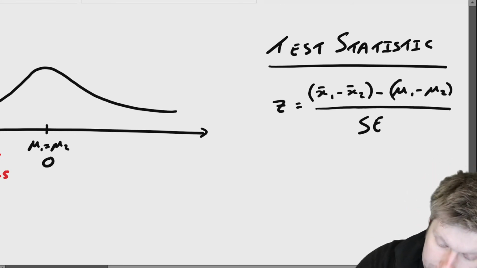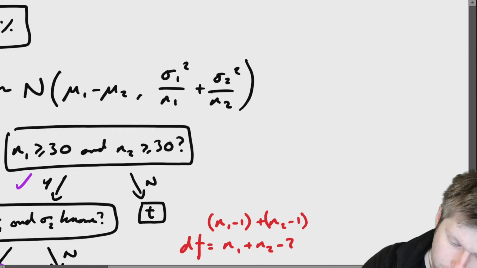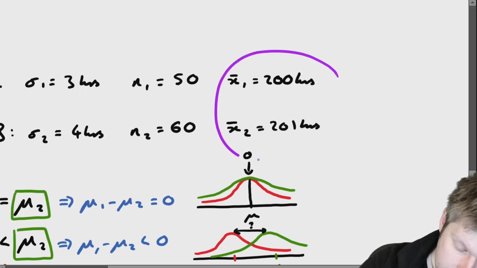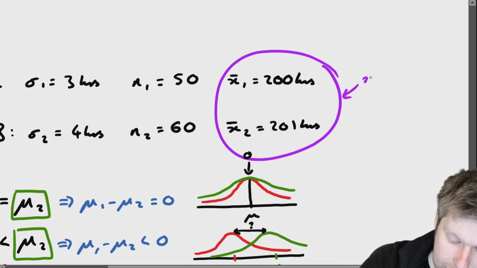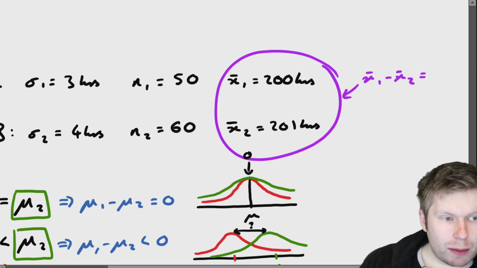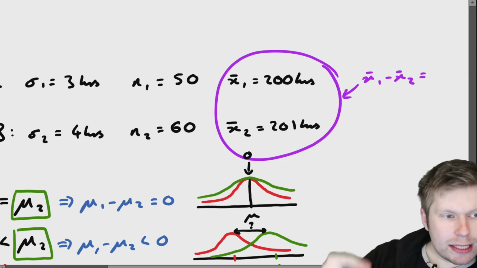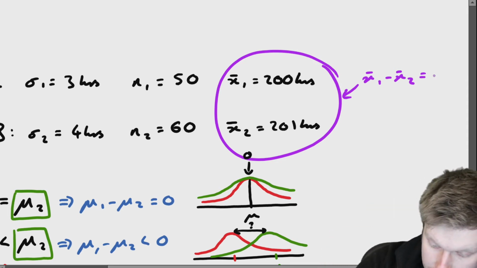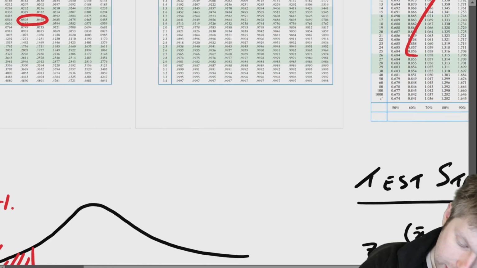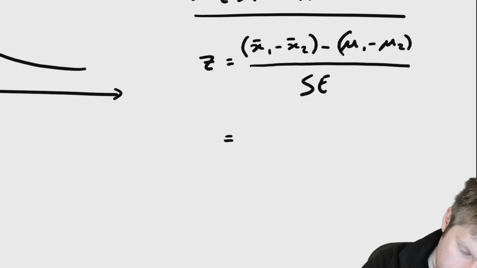Okay, so let's have a look at this. The difference in the sample means, I can work that out because I've got the two sample means up here. I've constructed it as x1 bar take away x2 bar, so make sure you construct your order in the same way. So it's going to be 200 take away 201. So that's going to be negative 1. That's the difference in my sample means.